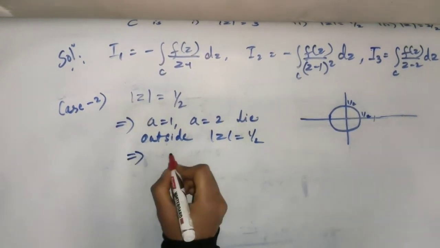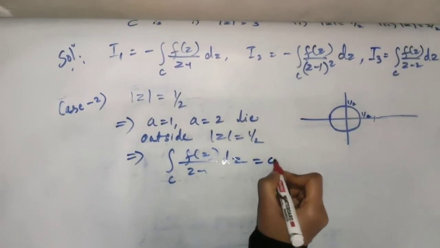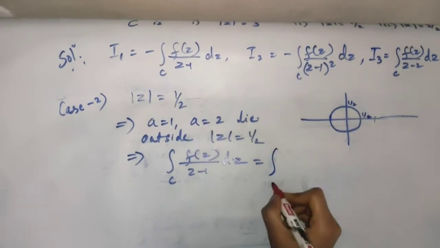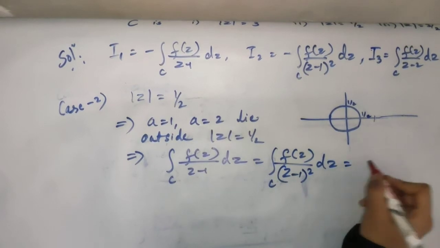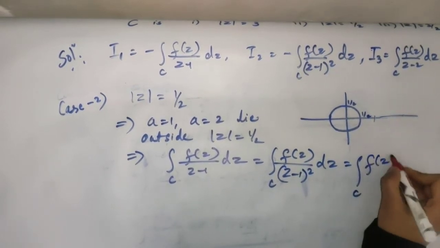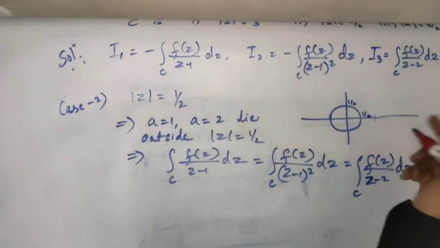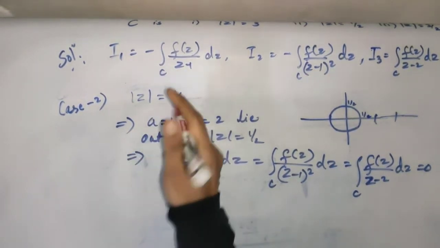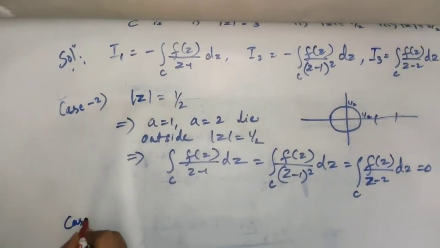So this implies the integral over the curve C, f of z divided by z minus 1 dz is 0. Similarly, I'll directly write now, the integral over the curve C, f of z divided by z minus 1 whole square dz will also be 0, and that is also equal to the integral over the curve C, f of z divided by z minus 2 dz. All three are 0 because both the denominator points are lying outside the circle. So I told you the final answer for case 2 is direct. It is 0.